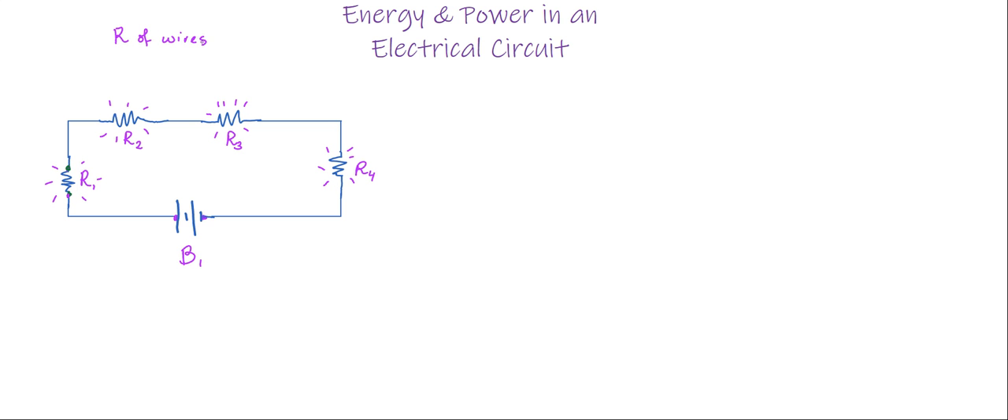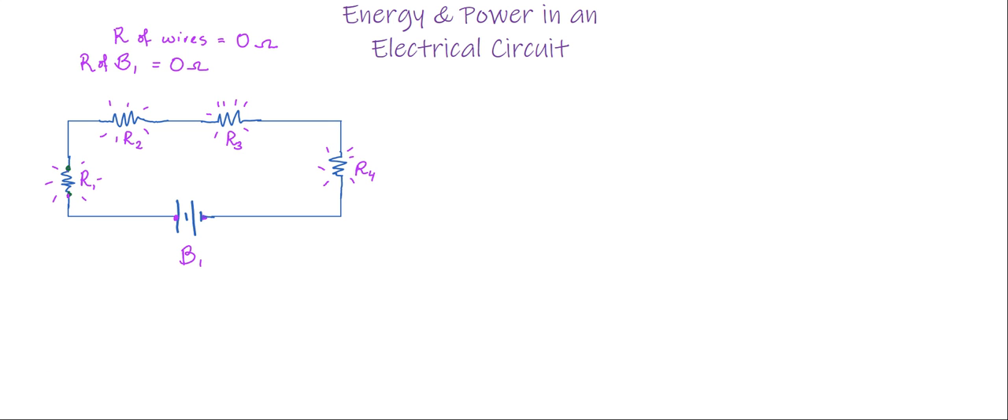A few things that we're taking into consideration here is that the resistance of the wires we're going to say is equal to 0. And we talked about that in the last video. We're also going to say that the resistance of the battery itself, B1, is equal to 0 ohms. Batteries do tend to have a little bit of internal resistance, but we'll just ignore that to simplify the situation. So let's take a look at it.